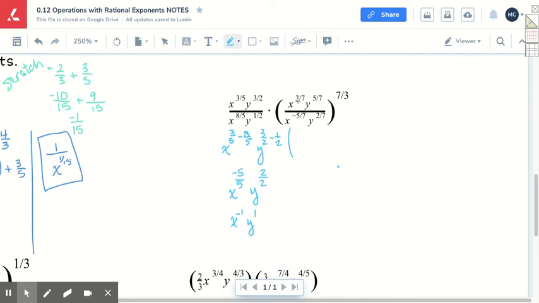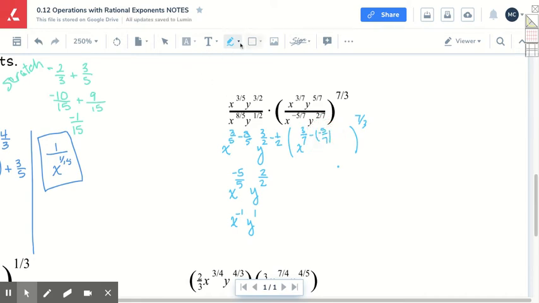I'm going to go ahead and move on to the parentheses now here. So I'm going to save that 7/3 for last, 7/3 that's on the outside there. So I'm going to simplify what's on the inside first. Once I've got this as simple as I can get it, then I'll apply that 7/3. All right, so again, I've got x's in the numerator and in the denominator. So I'll be subtracting. So this would be 3/7 minus -5/7.